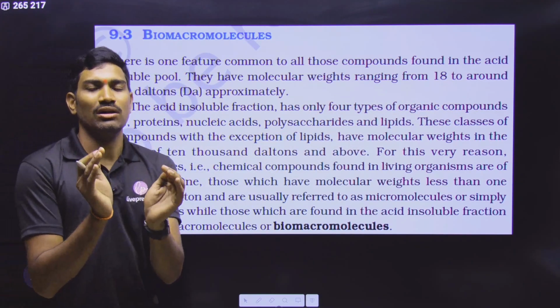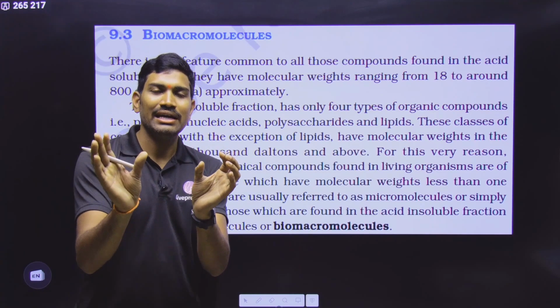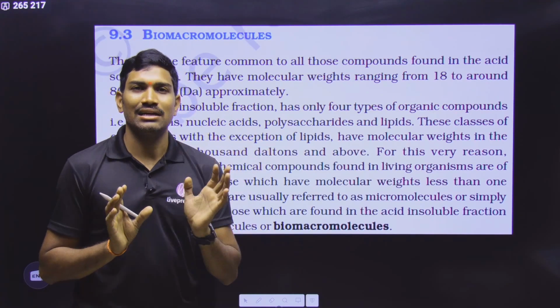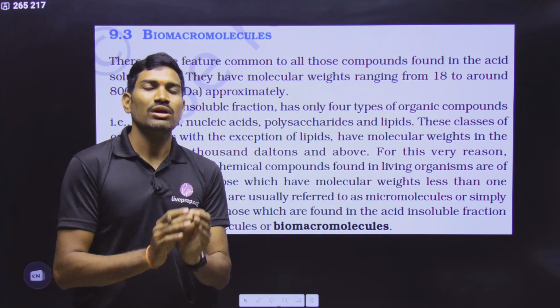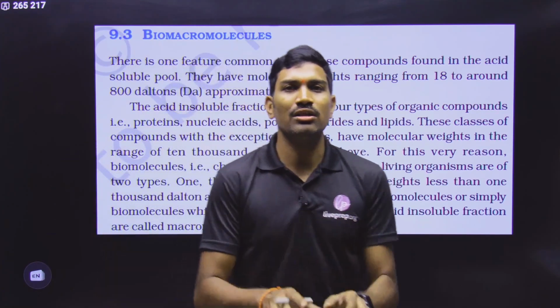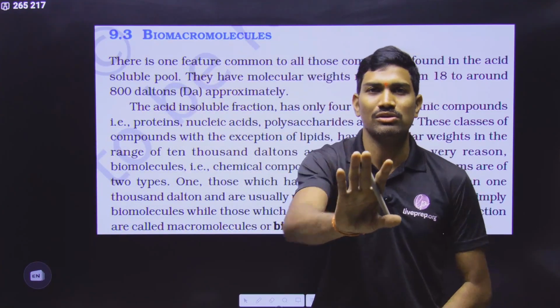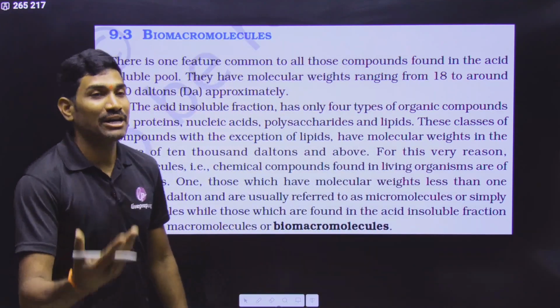Their size is small and their range is between 18 Daltons to 800 Daltons. That means less than 1000 Daltons. So in the acid soluble pool, all the molecules are small molecules. That's why they are called micromolecules.